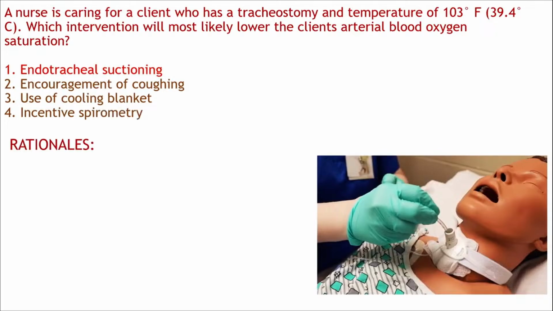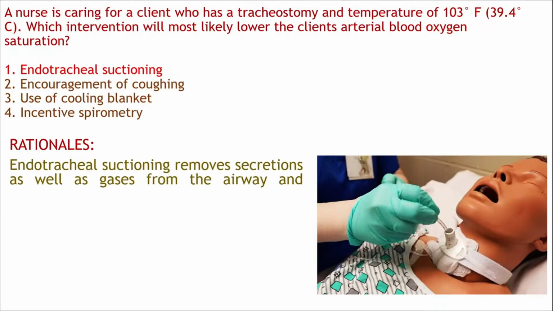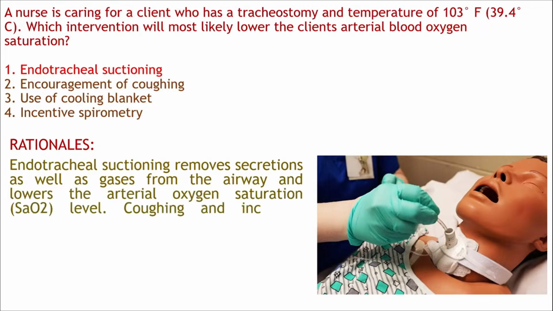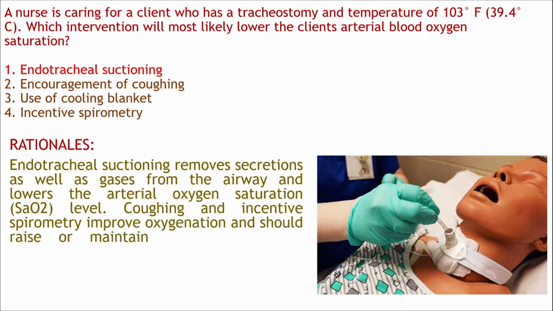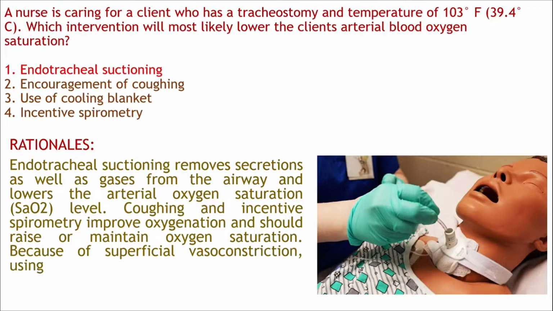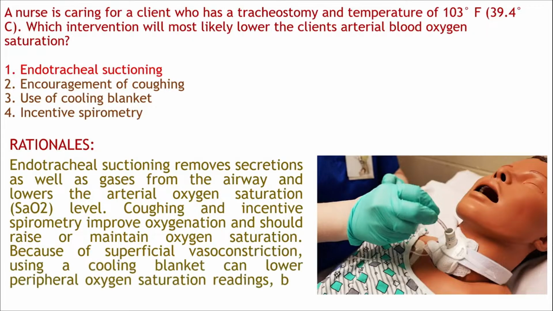Endotracheal suctioning. Rationales. Endotracheal suctioning removes secretions as well as gases from the airway and lowers the arterial oxygen saturation, SaO2 level. Coughing and incentive spirometry improve oxygenation and should raise or maintain oxygen saturation. Because of superficial vasoconstriction, using a cooling blanket can lower peripheral oxygen saturation readings, but SaO2 levels wouldn't be affected.